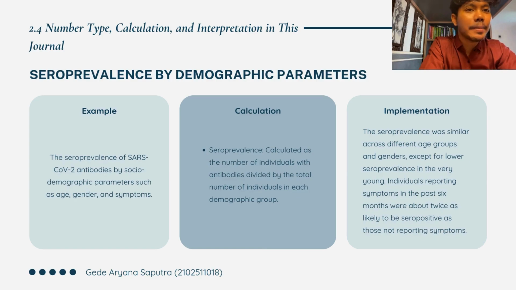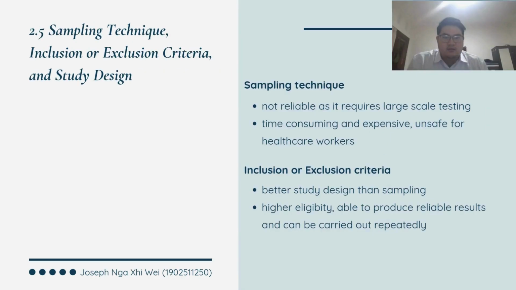The sixth and last number type is seroprevalence by demographic parameters, which is the seroprevalence of SARS-CoV-2 antibodies by socio-demographic parameters such as age, gender, and symptoms. Seroprevalence is calculated as the number of individuals with antibodies divided by the total number of individuals in each demographic group. The implementation of the results: seroprevalence was similar across different age groups and genders, except for lower seroprevalence in the very young. Individuals reporting symptoms in the past 6 months were about twice as likely to be seropositive as those not reporting symptoms.